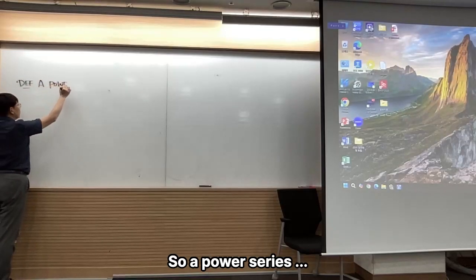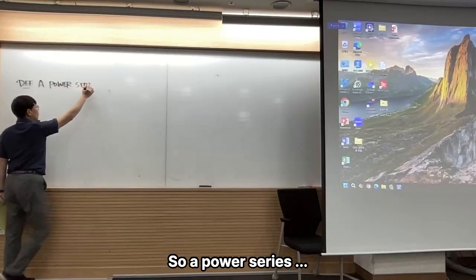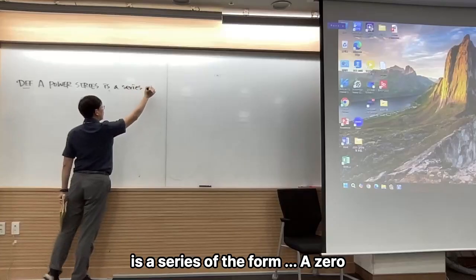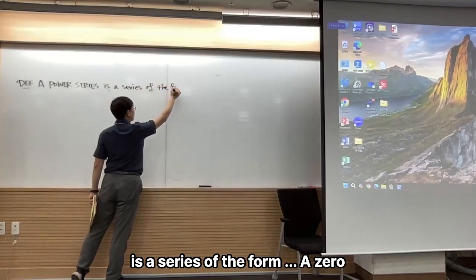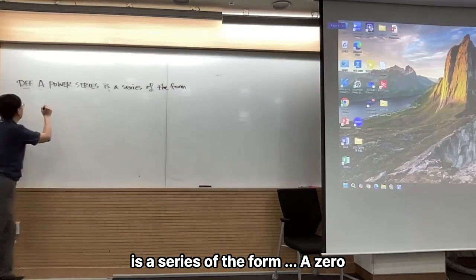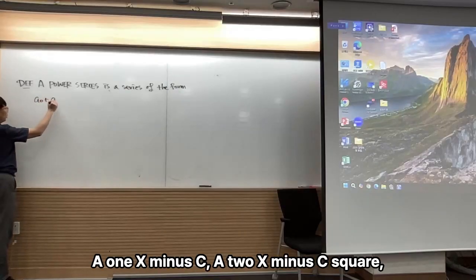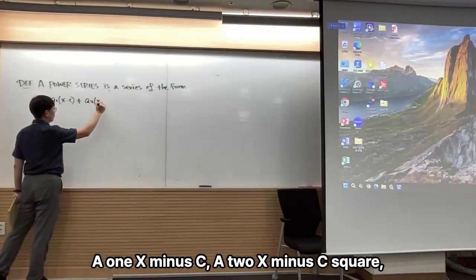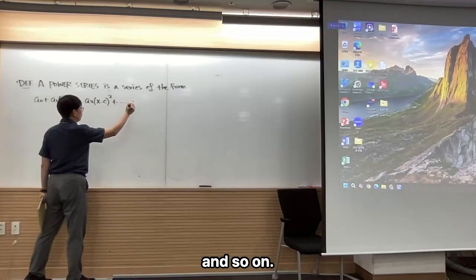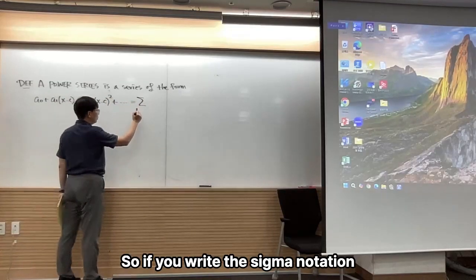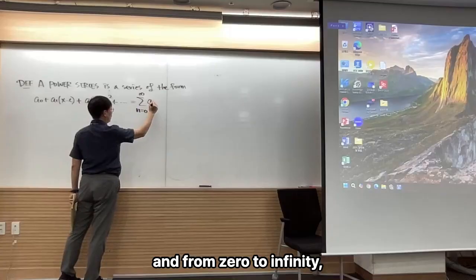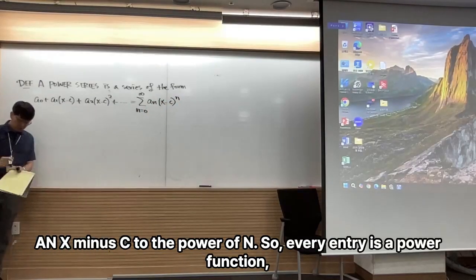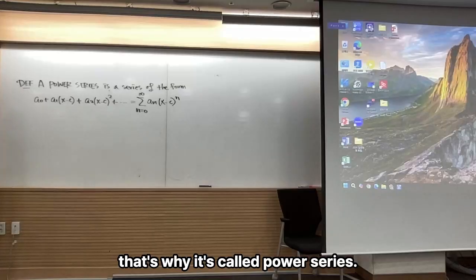So a power series is a series of the form a0, a1 (x minus c), a2 (x minus c) squared, and so on. If you write it in sigma notation, it is the sum from n equals 0 to infinity of a_n (x minus c) to the power of n. So every entry is a power function. That's why it's called a power series.